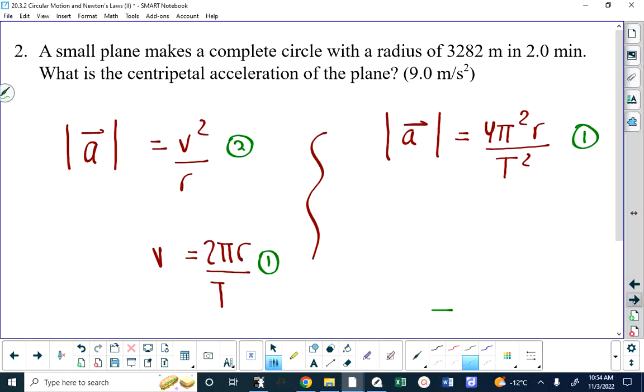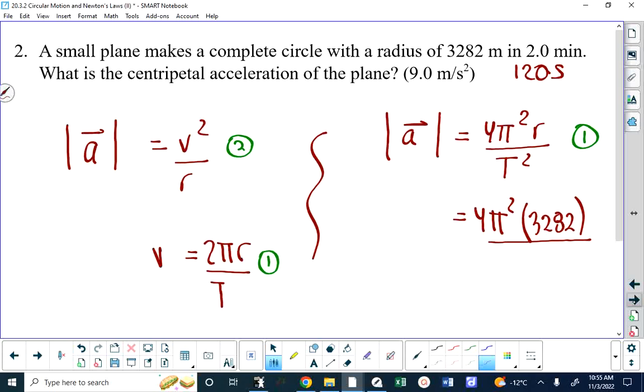Sure, it makes sense. So we do know the radius is 3,282 meters. We know that. We can put that number in for r. And we do know the period. It says it makes that revolution, that complete circle, in 2 minutes. But we do have to remember to put the time in seconds. So now we're just going to take 4 times pi squared times the radius divided by t squared.